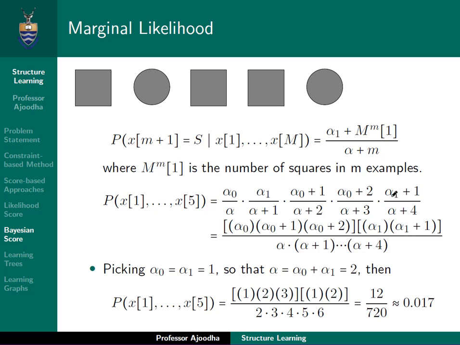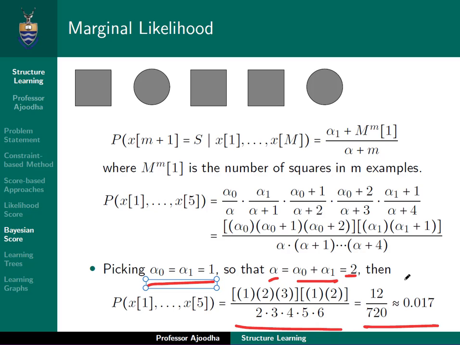And so you put all of these together, and you organize them nicely. You put the squares on this side, and you put the circles on this side, and then you end up with a very nice equation. If you pick your alpha 0 and alpha 1 to be 1, then obviously your alpha will be 2, because you're adding those two together. Then you can substitute stuff in here, and you can end up with this.